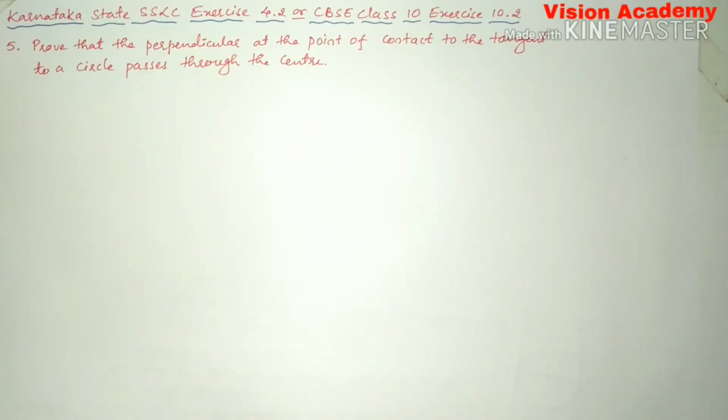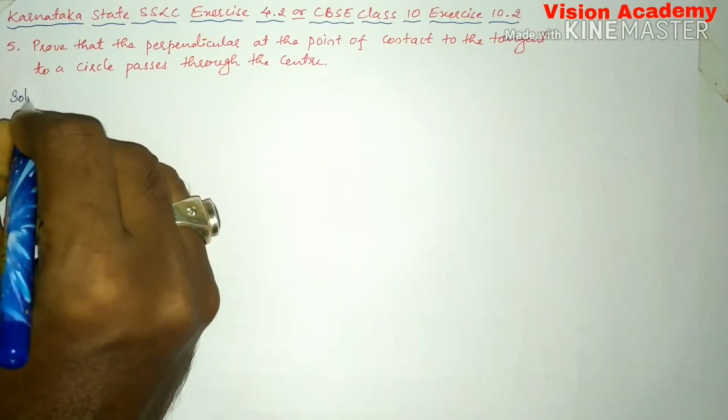Question number 5. Prove that the perpendicular at the point of contact to the tangent to a circle passes through the center. Now let us write the solution for the given problem.